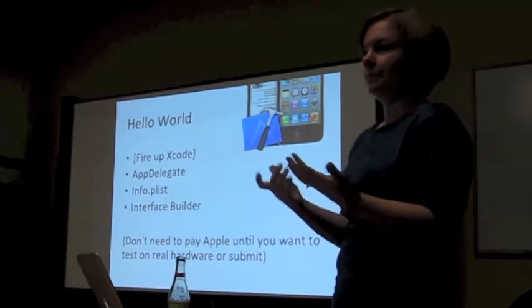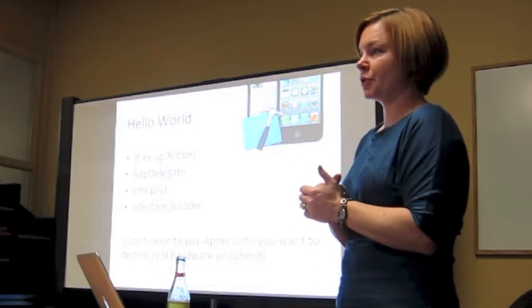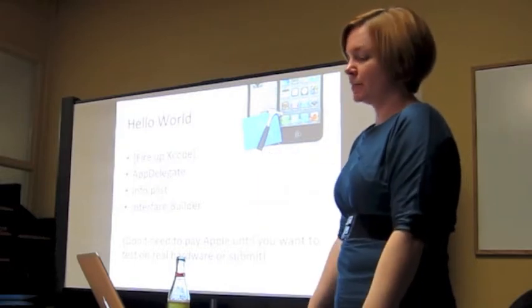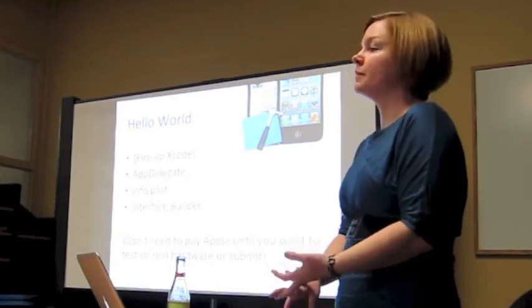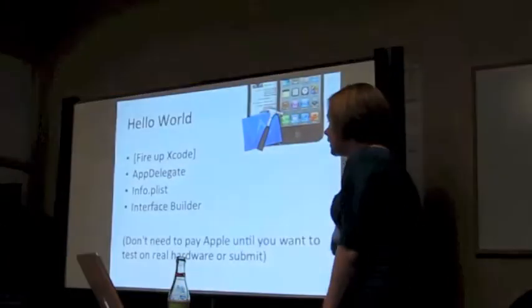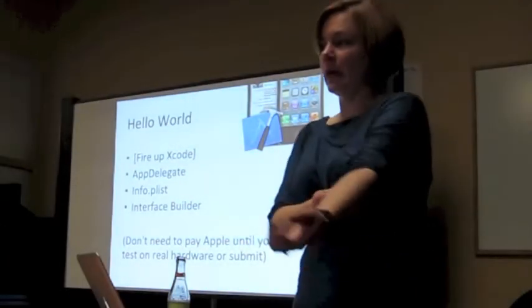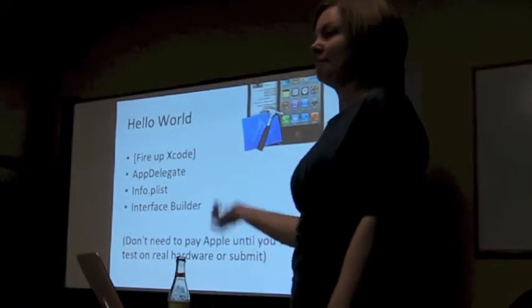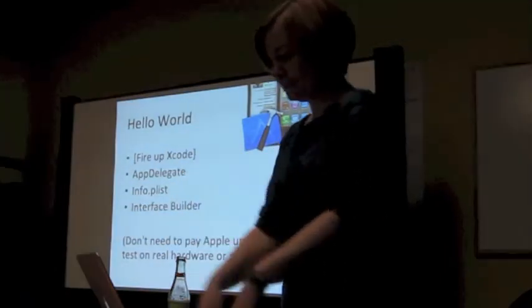Info.plist is just kind of your feature spec properties list. It's a file to set up stuff for your app, and Interface Builder is the visual design tool. And just in case people tell you that Apple always wants money, they don't want money until you actually want to run on real hardware or actually want to submit it. Then they want money once a year. So the longer you can go without doing that, the longer it is before your years start expiring.